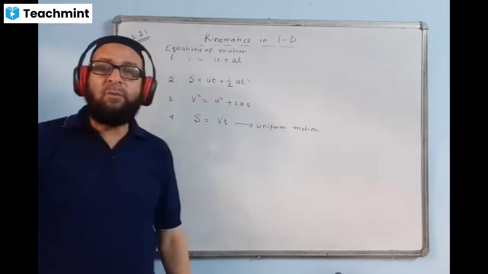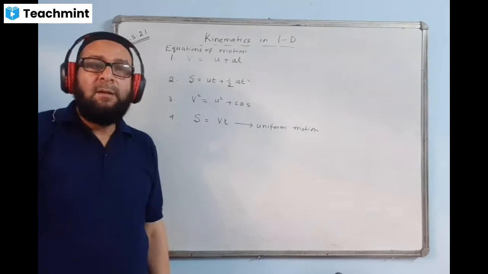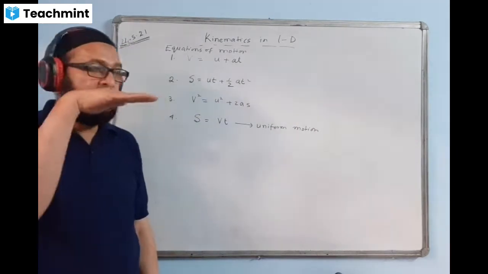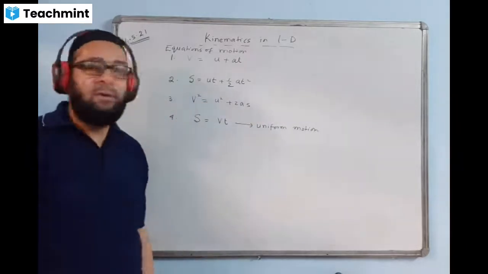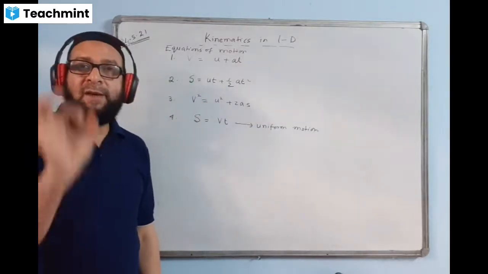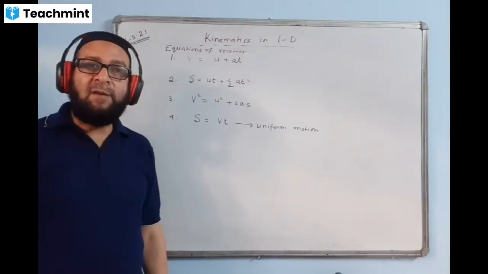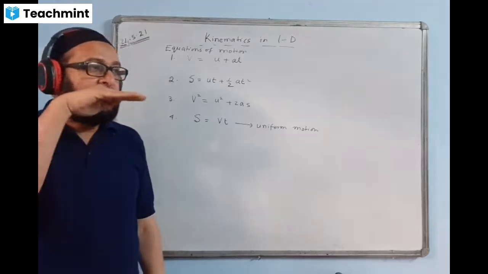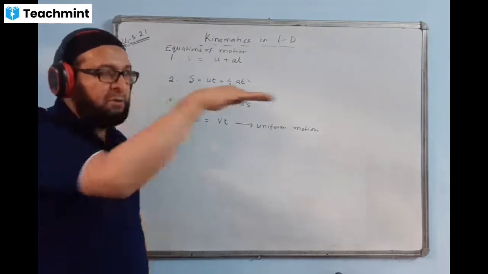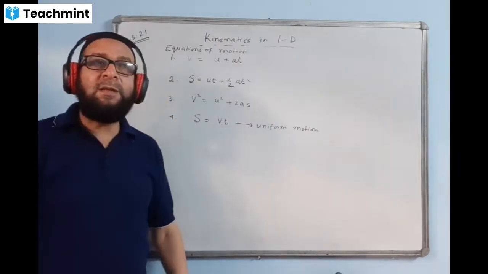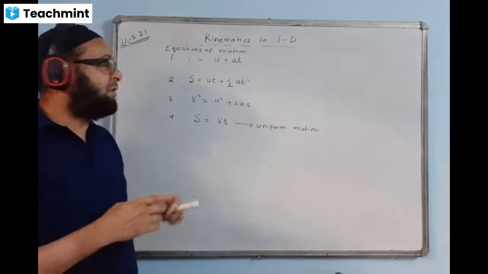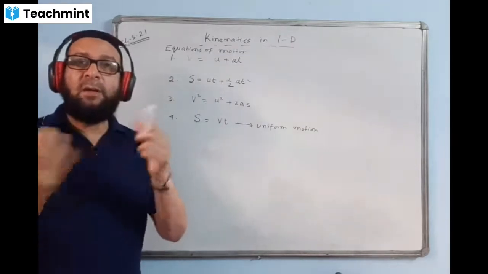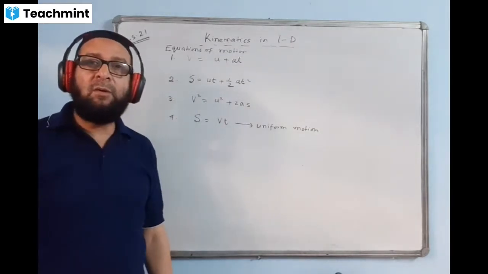What is the meaning of uniform motion? The motion of a body with the same velocity is called uniform motion. In uniform motion, the value of A, the acceleration, will be 0. There will be no change in the velocity. The body will move with the same velocity in the same direction, so the change value will be 0. That is, in uniform velocity, the A value will come 0 because V and U are equal. Such a motion is called uniform motion.